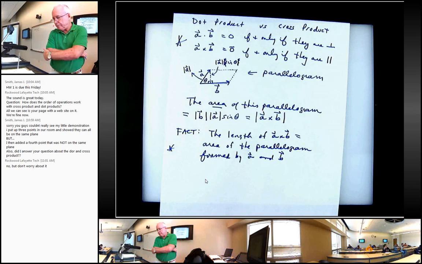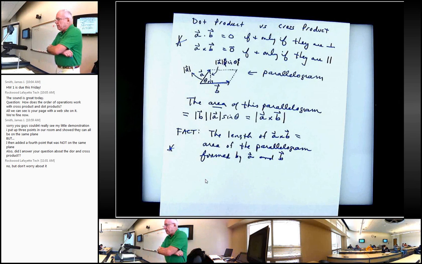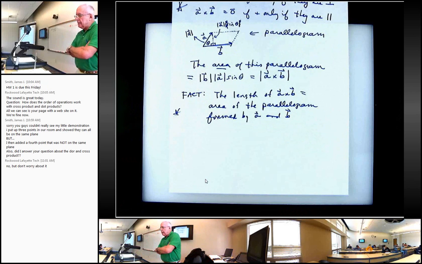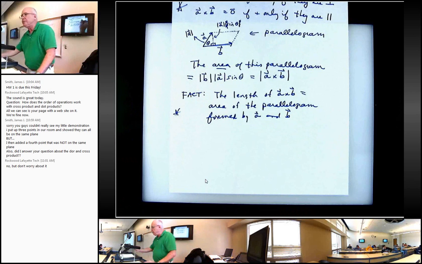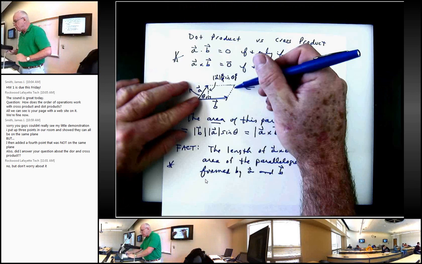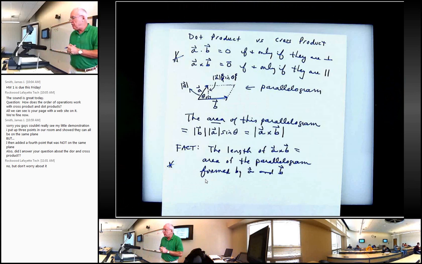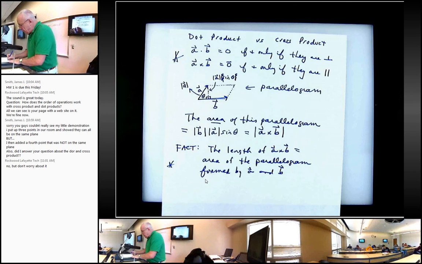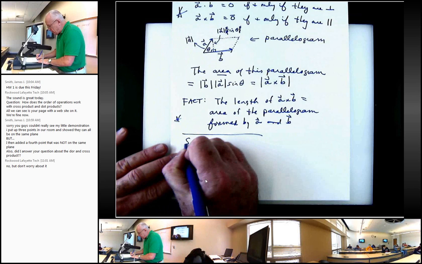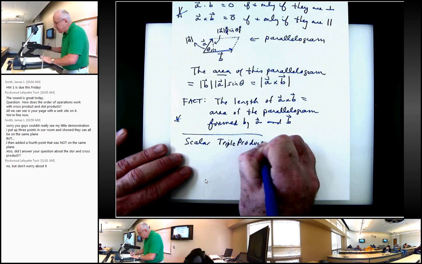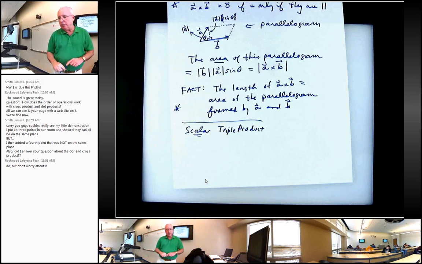All right. Now there's another thing that we can do here. It'll actually use this fact to look in 3 dimensions. Because right here, this is really just a 2-dimensional parallelogram. Let me introduce something that's called the scalar triple product. It turns out it's going to be a scalar. It's going to be a number.